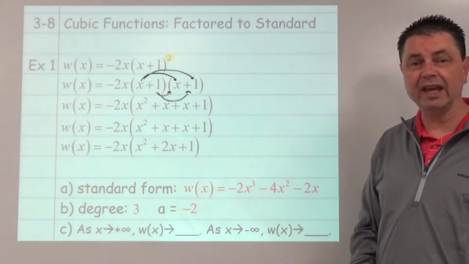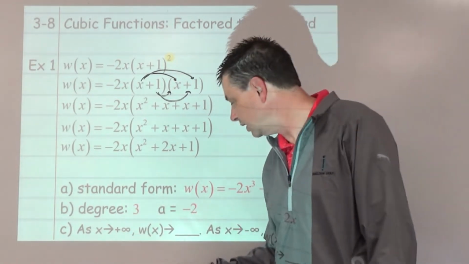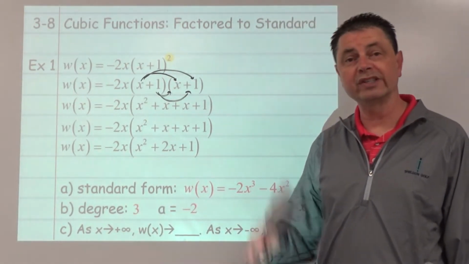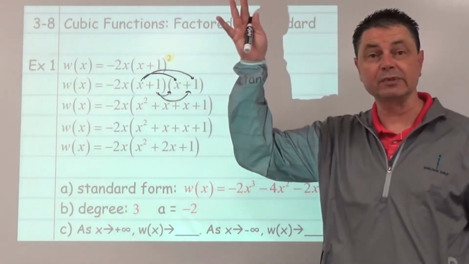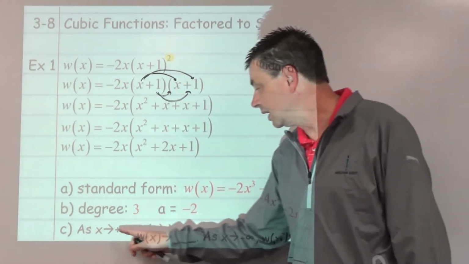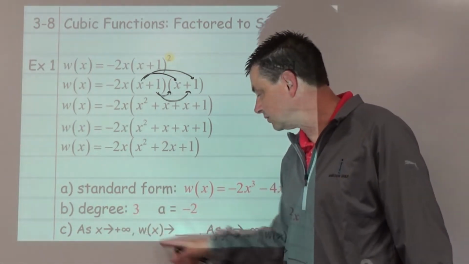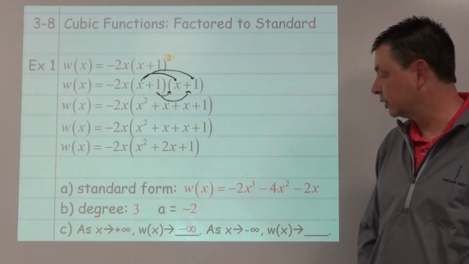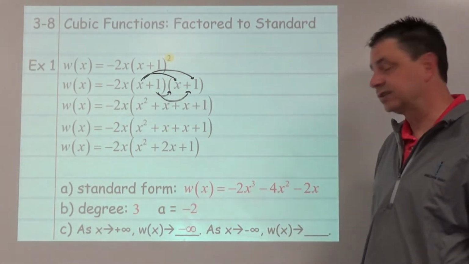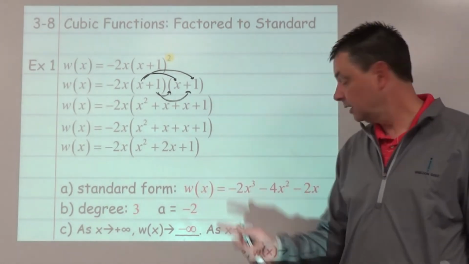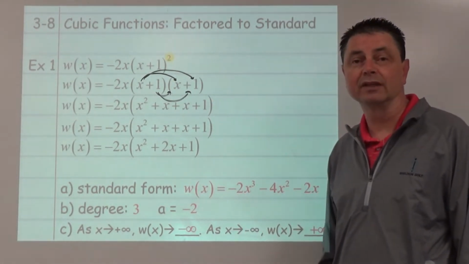What's our end behavior going to look like since a is negative 2 and we're degree 3? Well, normal degree 3 is going to start low and end high, but the negative is going to flip that upside down. So on the right side, as x approaches positive infinity, w of x is going to approach negative infinity, so that means it's going to go low. And as x approaches negative infinity, that's on the left side, it's going high, so w of x is approaching positive infinity.